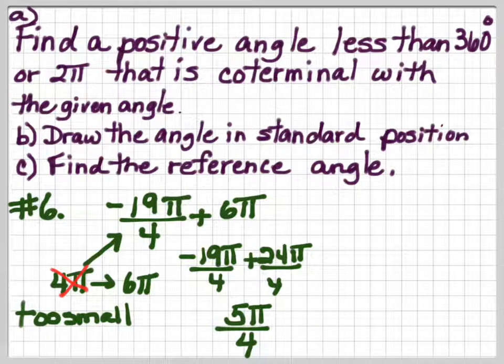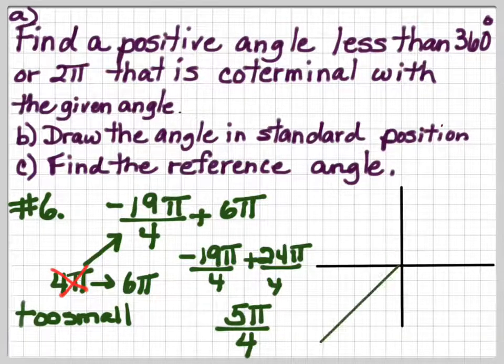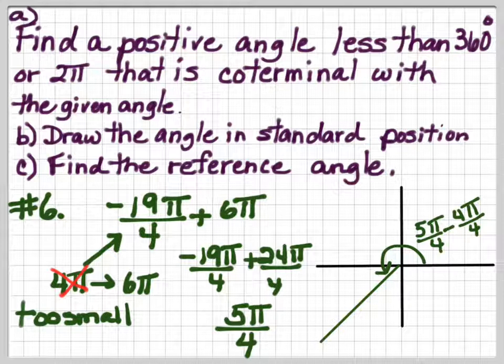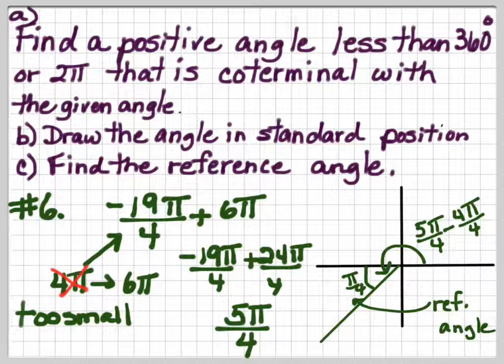Now the next thing we want to do, after you draw that, which is right there, is find the reference angle. The reference angle is going to go from the terminal side back to the x-axis. So to find that, we're going to subtract pi, which is the same thing as 4 pi over 4. So that means the reference angle is pi over 4.